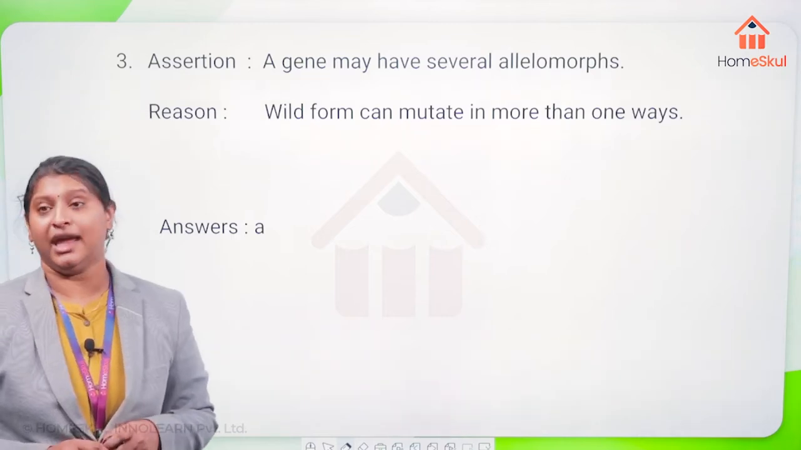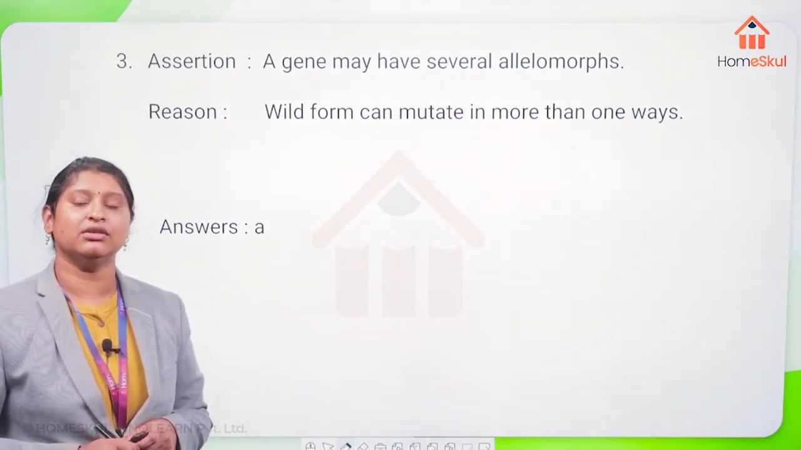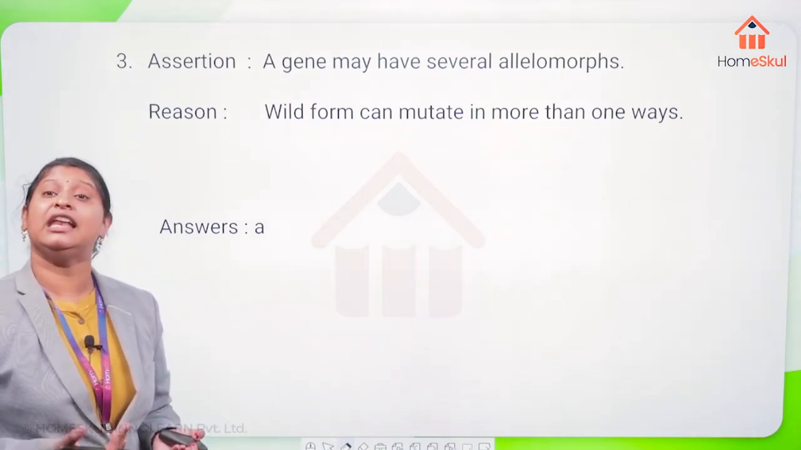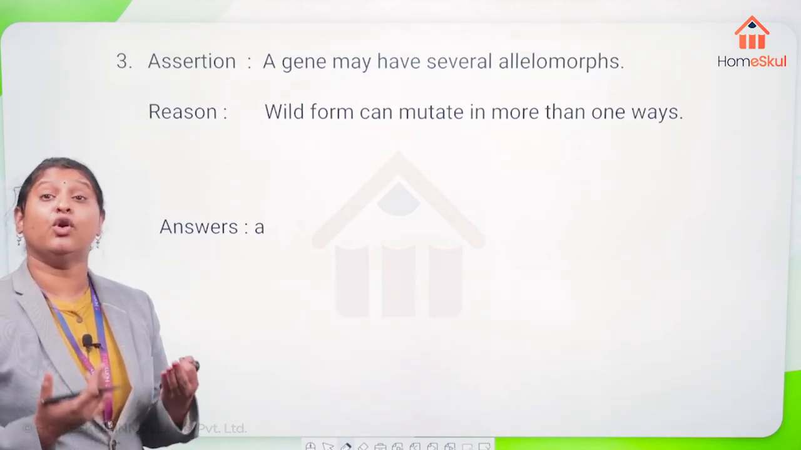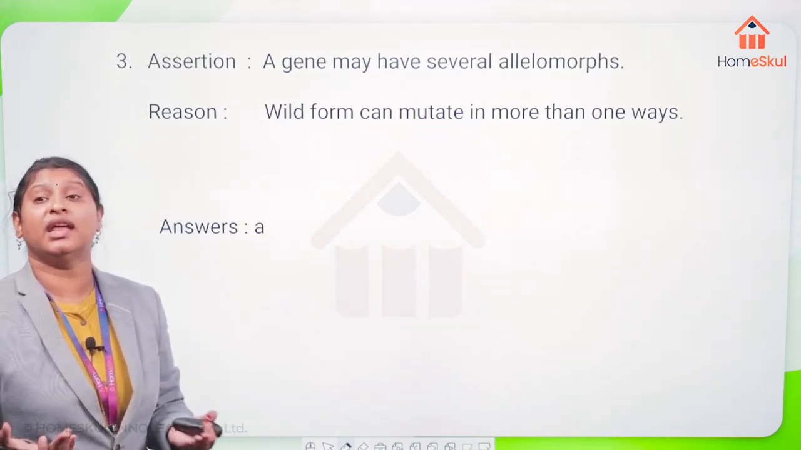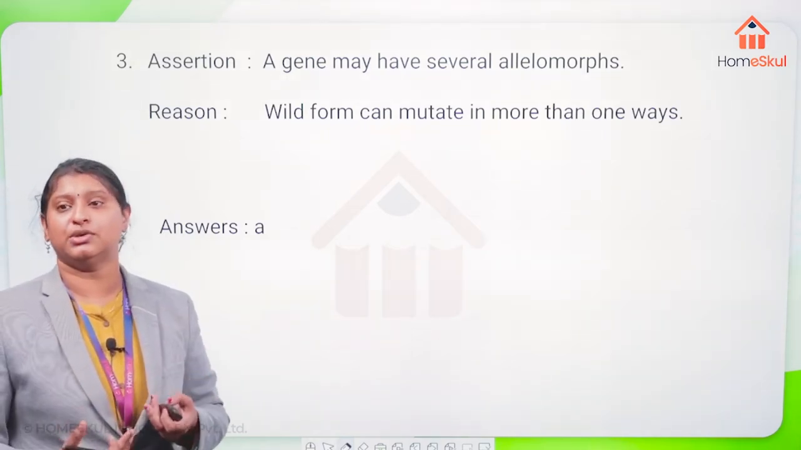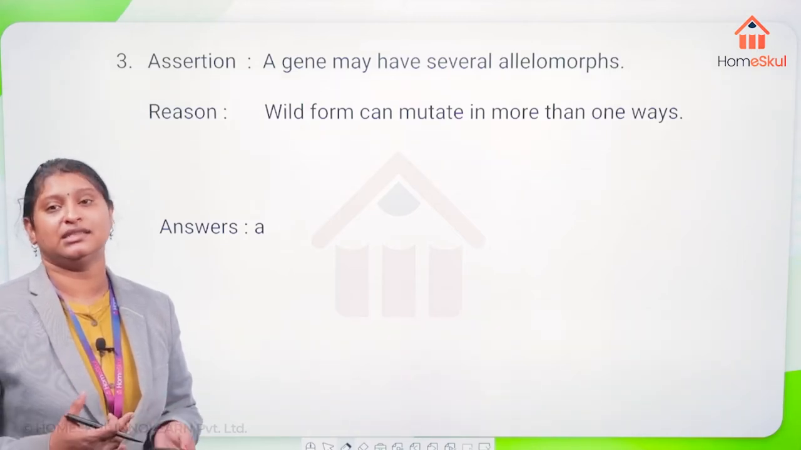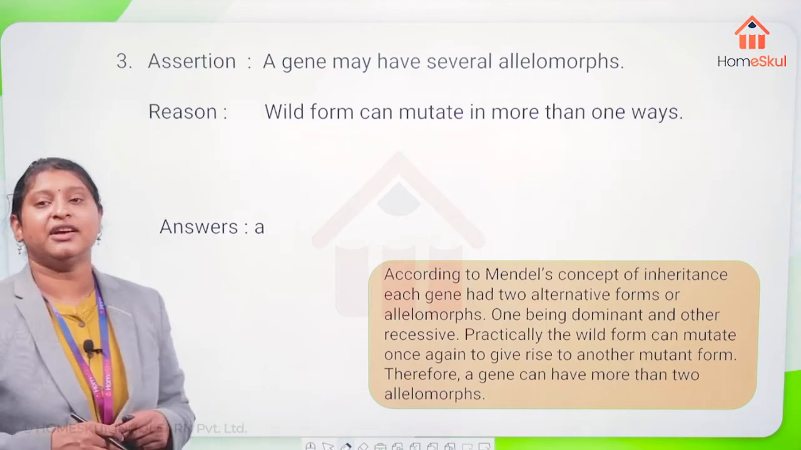Answer is option A. That means both A and R, that is both the assertion and the reason, are true. That is, a gene may have several allelomorphs. That is correct. And the reason, wild form can mutate in more than one way. That's why several allelomorphs are possible, right? So, this is the correct explanation for the assertion given. Okay, so let's clarify the answer.